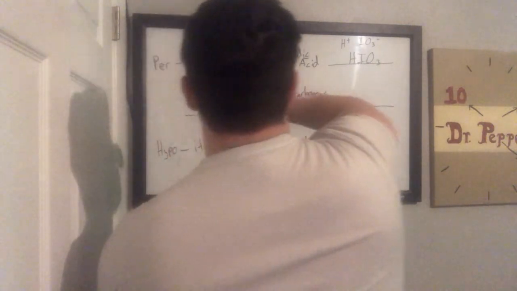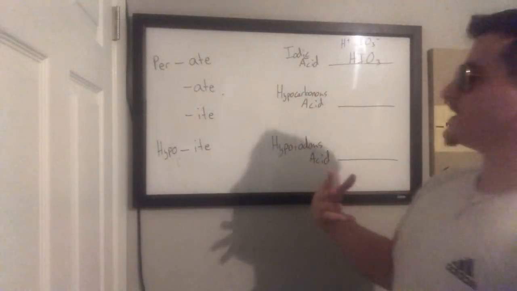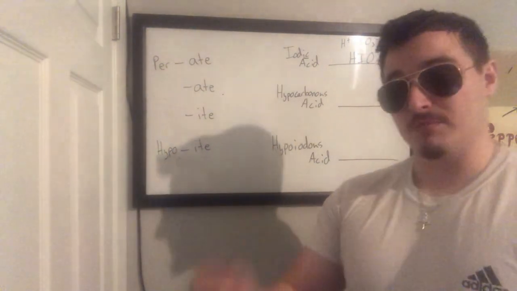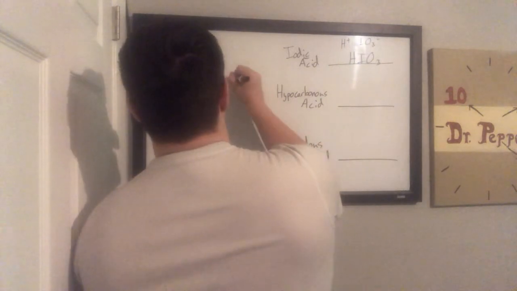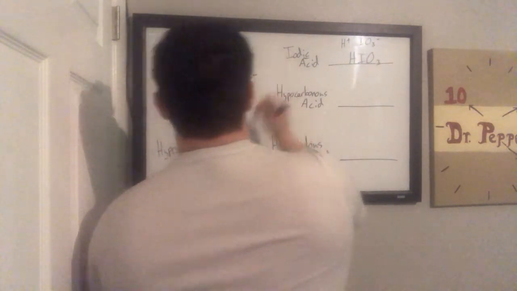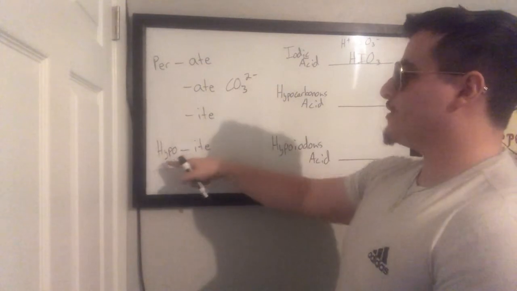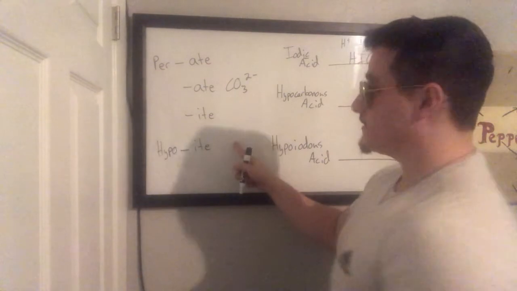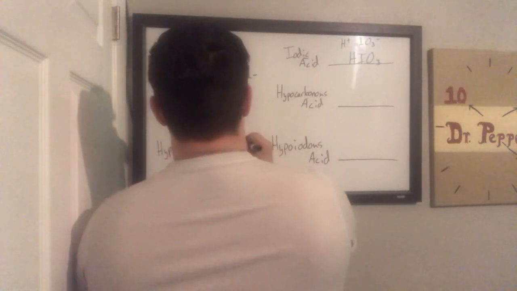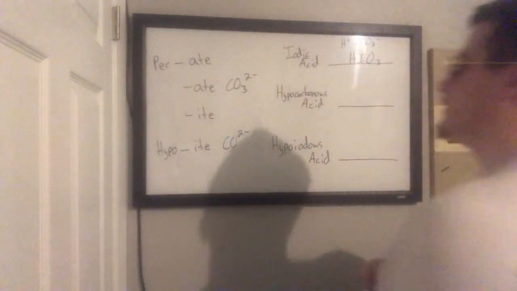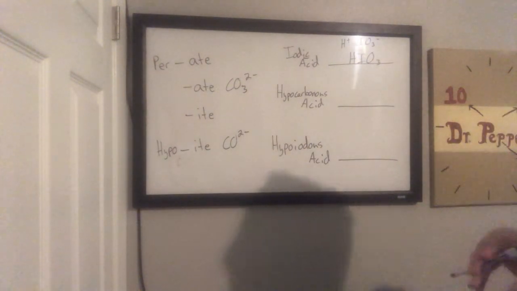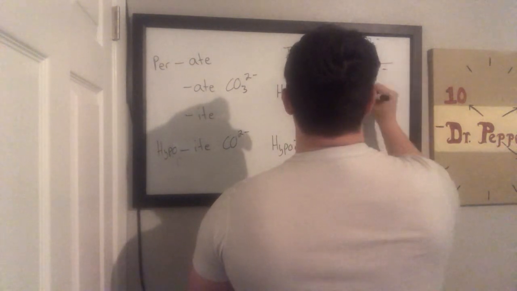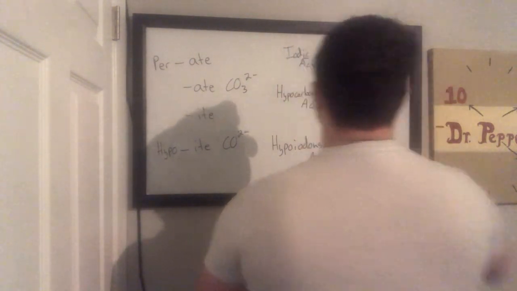Hypocarbonous acid. It ends in -ous, which means I'm looking for a gang that ends in -ite, so I'm looking for hypocarbonite. That's not on my list. But you know what is? Carbonate is on my list. And how do I go from -ate to hypo-blank-ite? Well, lose one oxygen, lose one oxygen. So hypocarbonite is just CO with a 2- charge. We're going to crisscross our charges with that hydrogen. And we get H2CO.